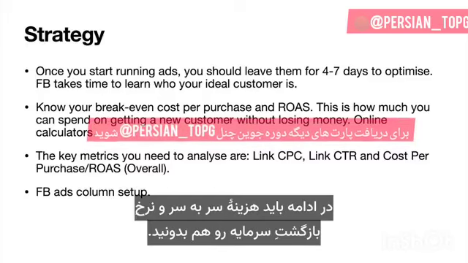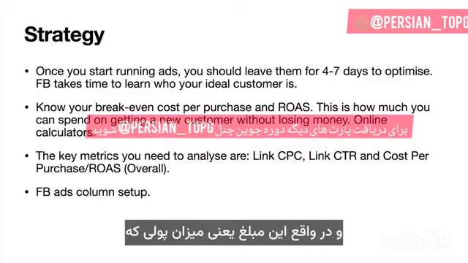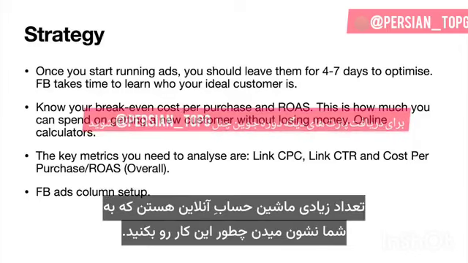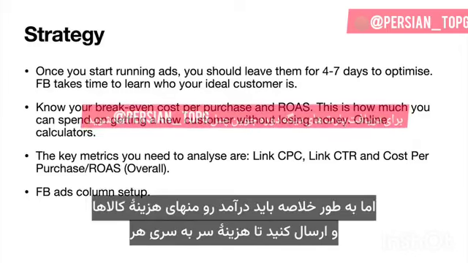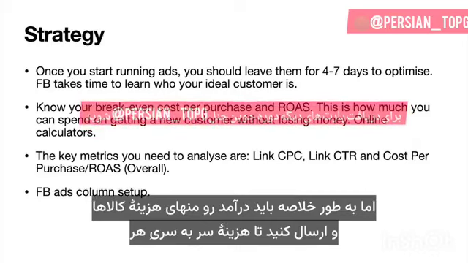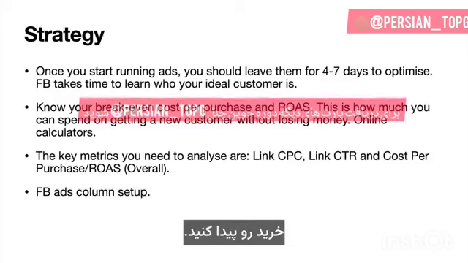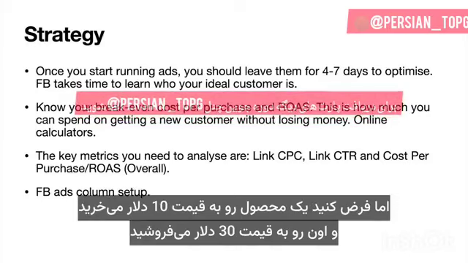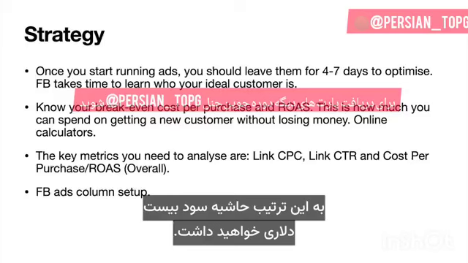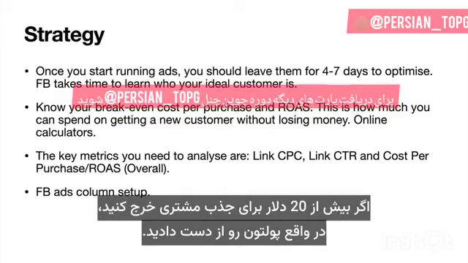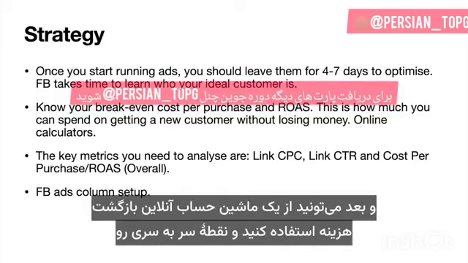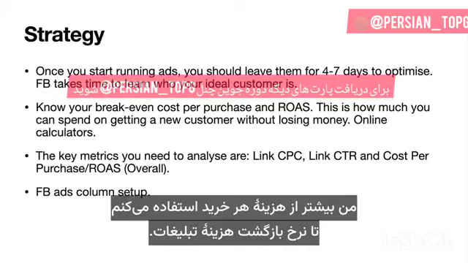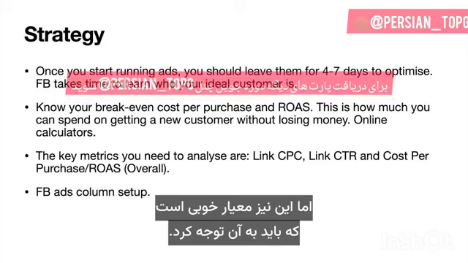So next, you want to know your break-even cost per purchase and ROAS. And this is how much you can spend on acquiring a new customer without losing money. There's plenty of online calculators showing you how to do this, but in basic terms, you do your revenue minus your cost of goods and shipping to get your break-even cost per purchase. So let's say you buy a product for $10 and you sell it for $30. That leaves you with a $20 profit margin. If you spend more than $20 to acquire a customer, you're losing money. And then you can use a ROAS calculator online to figure out the break-even ROAS. I tend to use the cost per purchase more than a ROAS, but that's also a good metric to look out for.